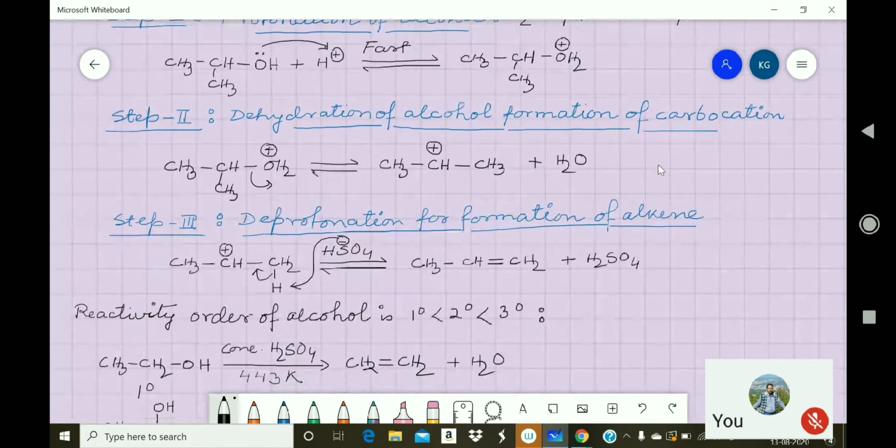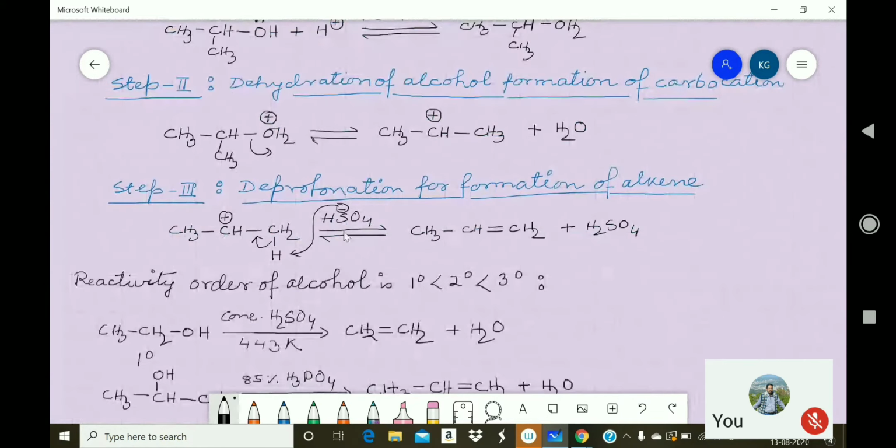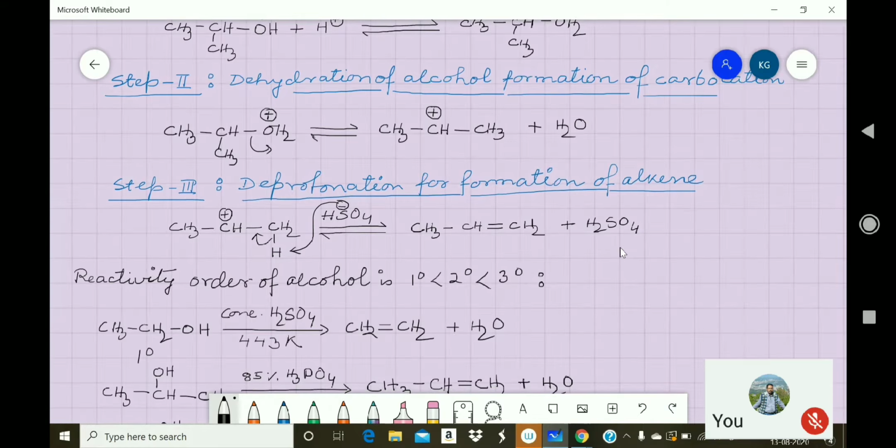So, after that, from this carbocation, hydrogen is eliminated. That means the anion coming from the acid is taking away the hydrogen from the beta carbon, resulting in this alkene. So this is the deprotonation step. And since initially the acid was initiating the reaction, and at the end the acid is returned, we can say that it is an acid catalyzed reaction. So these three steps are involved in the acid catalyzed dehydration reaction.